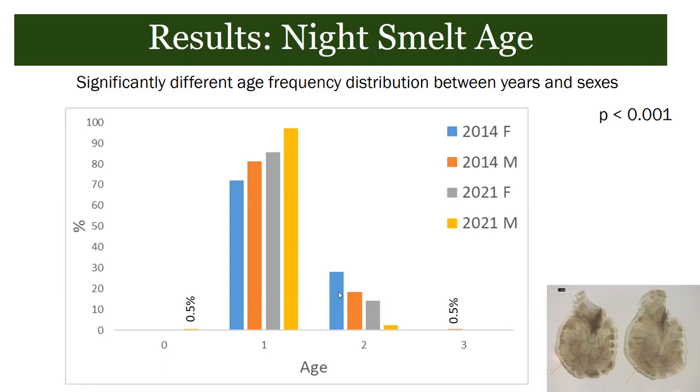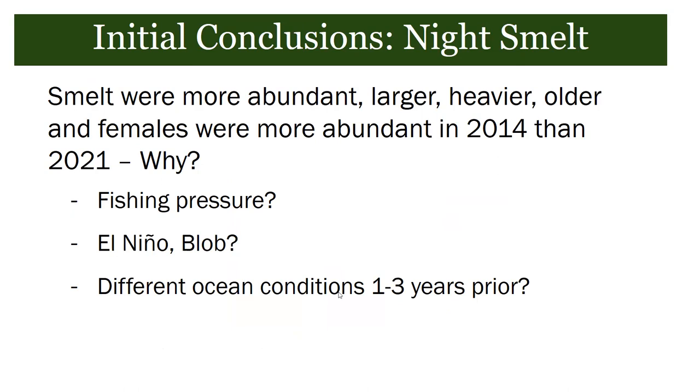Okay, so smelt were more abundant, larger, heavier, older, and there were more females in 2014 than in 2021. The next question is why, right? One fairly straightforward solution might be fishing pressure, but talking to CDFW, they have seen fewer permits go out for night smelt, particularly commercial fishers. In fact, the number of commercial fishers has declined to about 2 or 3 people that are actively fishing these days. The next potential hypothesis is the presence of El Niño and the blob during 2014 through 2016 that might have wiped out the population that is now living there in 2021.